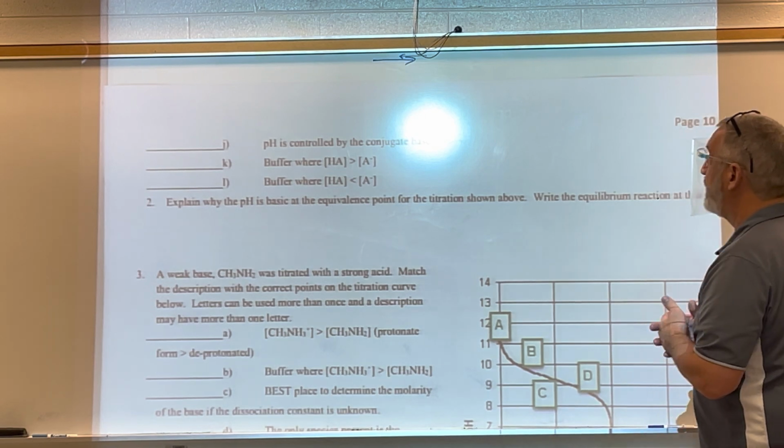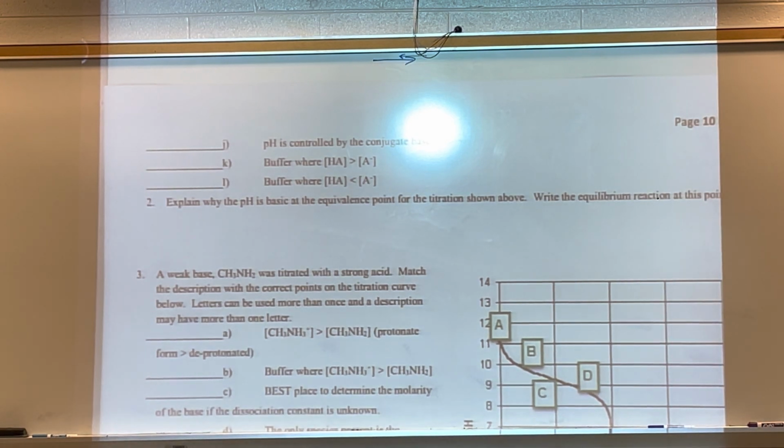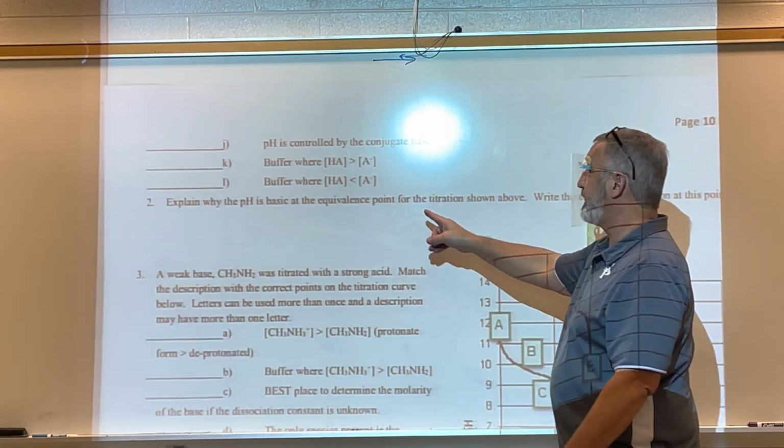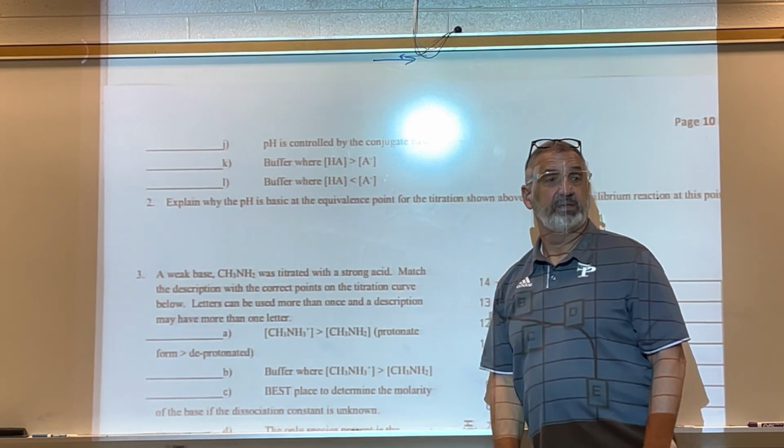A buffer where HA is greater than A minus. What point was that? That was B. And a buffer where HA is less than A minus: D. Those are the ones that get asked a lot. That question right there.